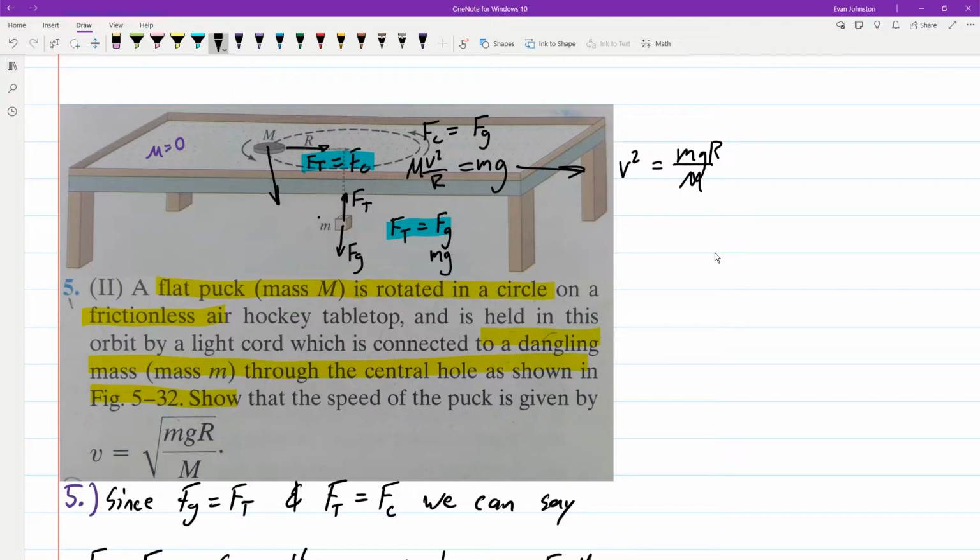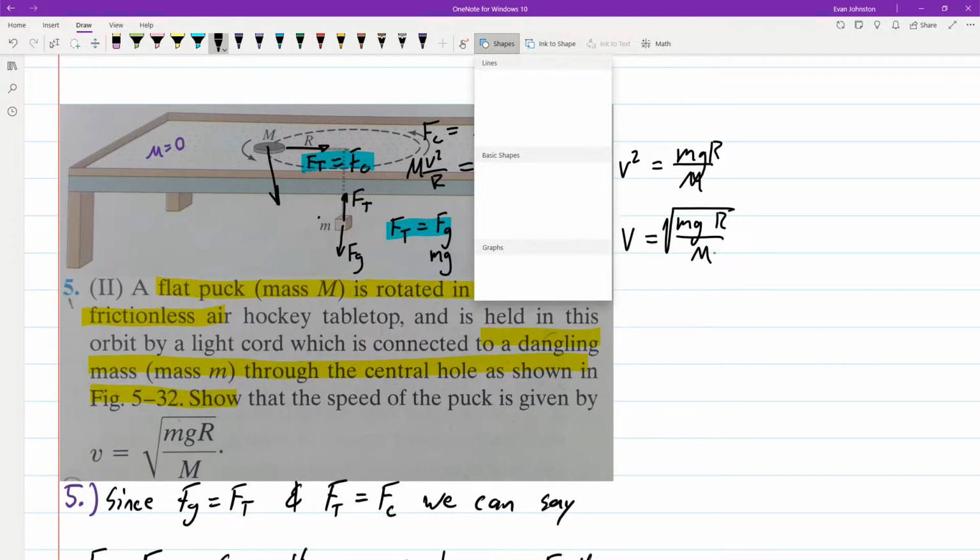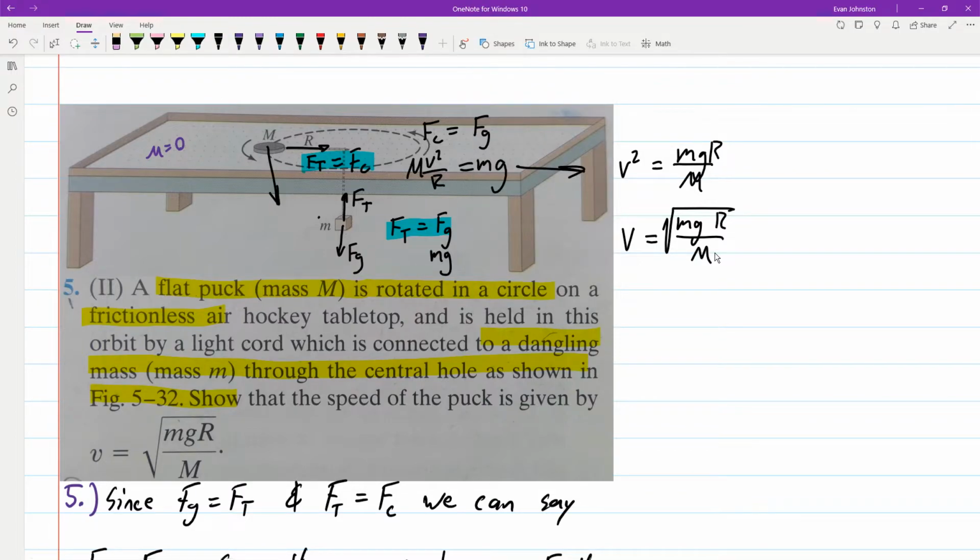And so if we square root the left side, we get the velocity. If I square root the right side, we end up having the square root of mg big R over m. And we can see here that this value is in fact the same as the answer they want us to prove. And so that's how this was done, by really looking at what are the forces at play here and what can be set equal to it.